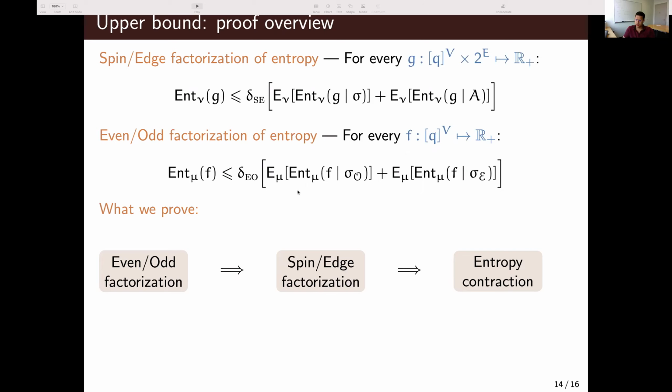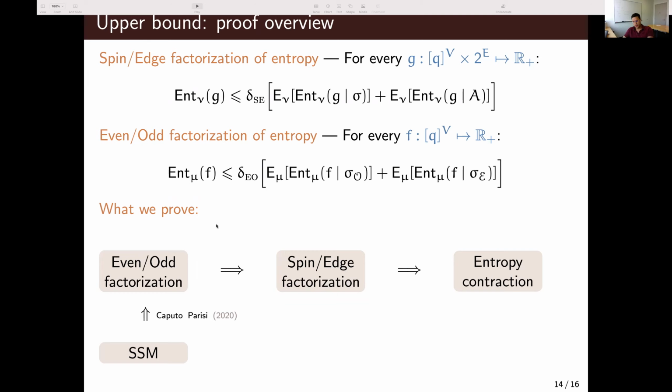So what we prove in this work is that this even-odd factorization of entropy implies the spin edge factorization of entropy, and this spin edge factorization of entropy implies the discrete contraction of entropy, which we know implies the right bound for the mixing time. This is what we prove in this work. When we combine this with some previous recent work of two of our co-authors, Caputo and Parisi, in that work they show that the SSM property implies the even-odd factorization. So following this sequence of implications, we obtain our result.